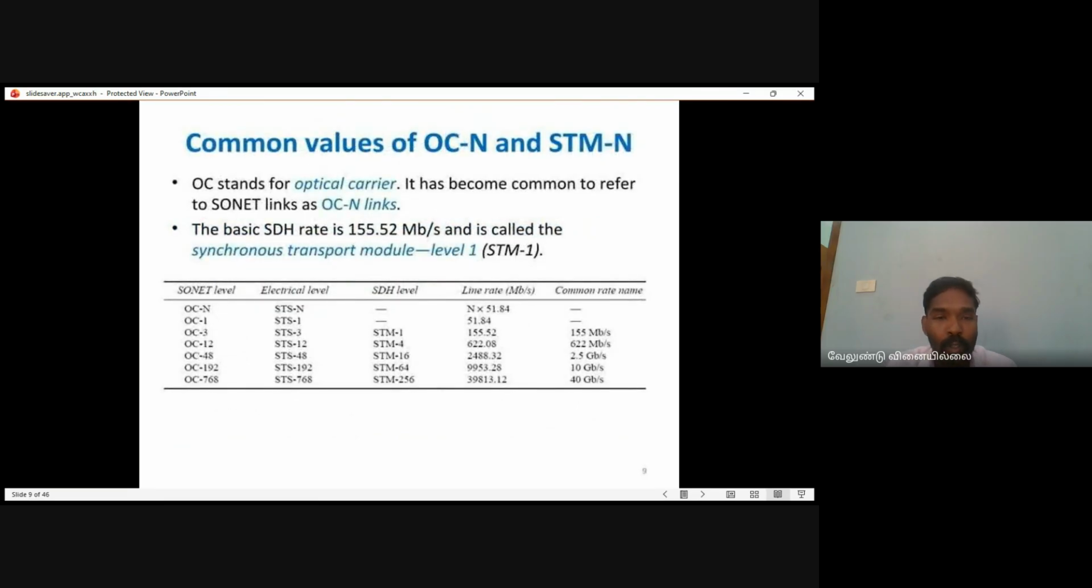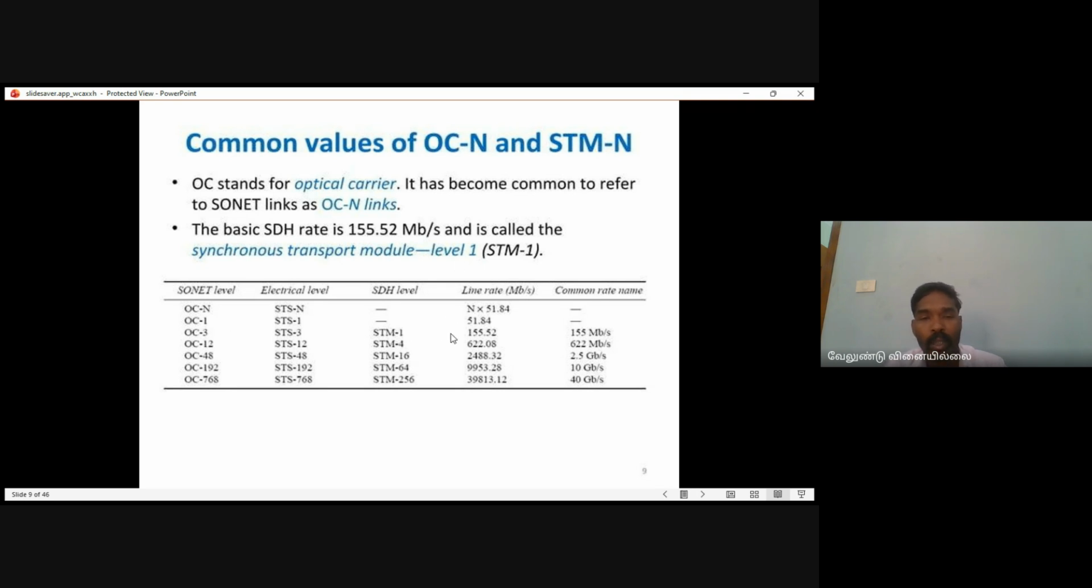The common values of OC and STM: this is the standard. What is the line rate in megabits per second, what is the common rate, and other details are given in the table. It shows the electrical level and the SDH level, and this is all the SONET level.